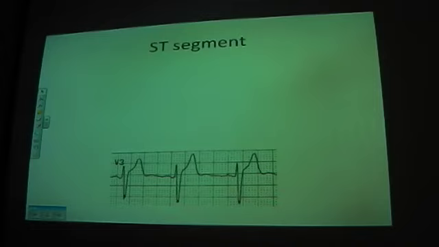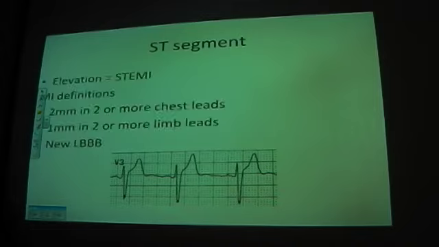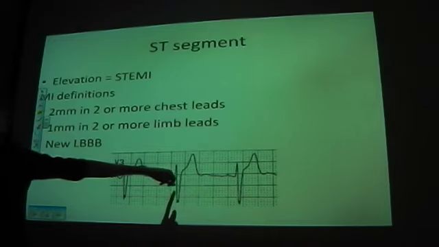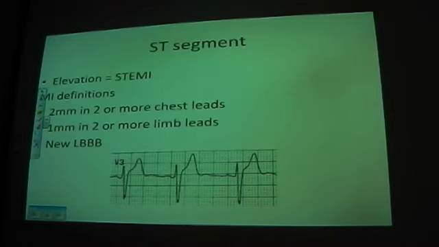After that you've got the ST segment. So here you're looking for the J waves. The J wave is this portion in between, actually in the ST segment, and here the main thing we're looking at is STEMIs. As you probably know, 2 millimeters or more in the chest lead, 1 millimeter or more in the limb lead, and as we've already discussed, new left bundle branch block. These are all sort of definitions of STEMIs.